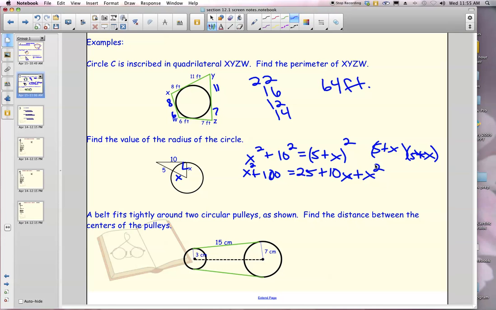Now the beauty of this kind of problem is you end up with an x squared on each side of the equal sign. So you can cross them out. And when you put your like terms together, you subtract 25, you would be left with 75 equals 10x, and it becomes a very easy algebra problem to solve. We divide by 10, and x, or the length of our radius, would have to be 7.5.